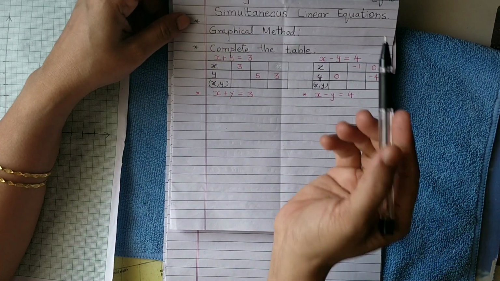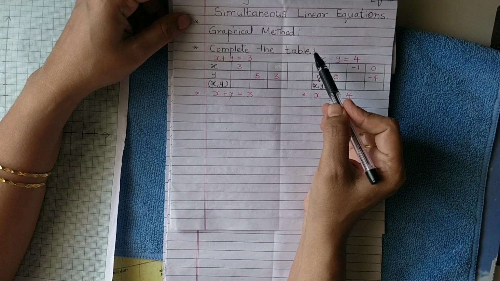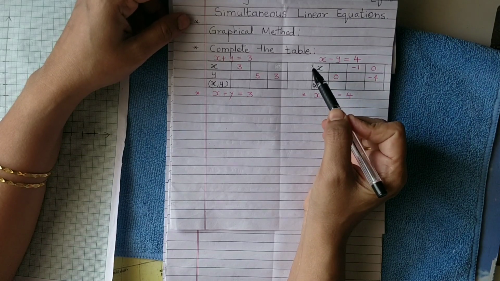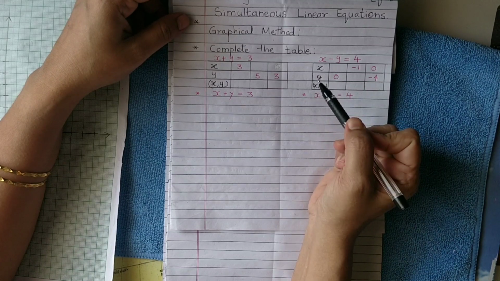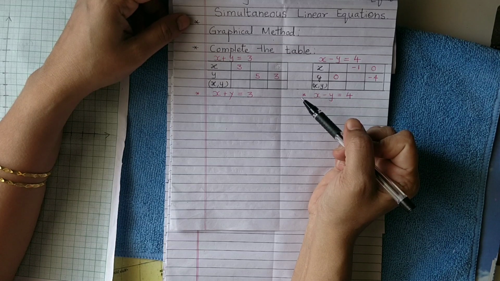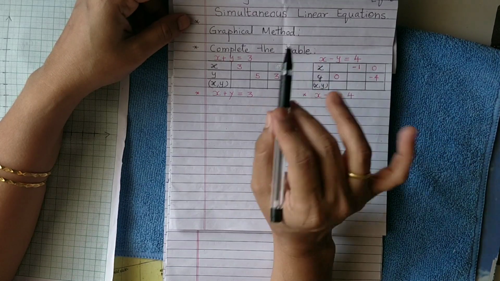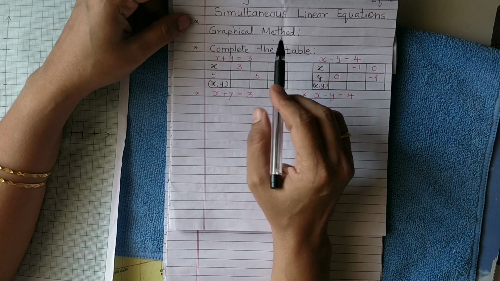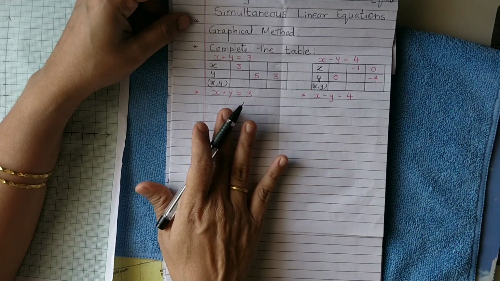Now before we actually start with this method, in standard 9th, in coordinate geometry you have studied what ordered pairs are, how we plot them on the graph paper, and also that the graph of any linear equation will always be a straight line. Using this property, we can solve linear equations by the graphical method as well.